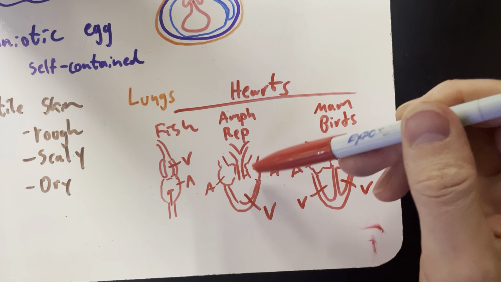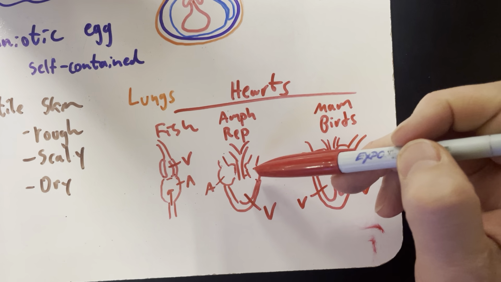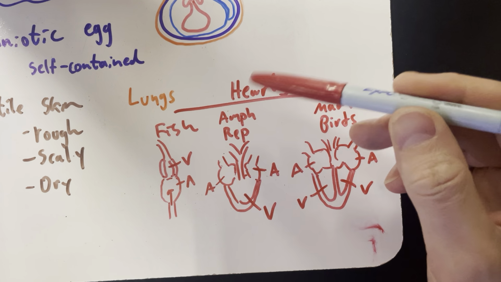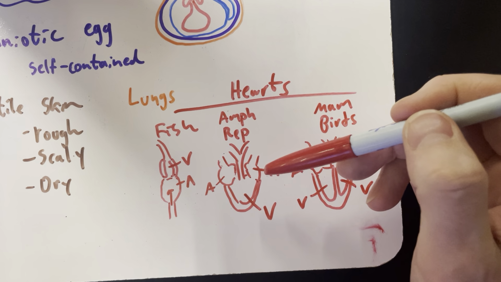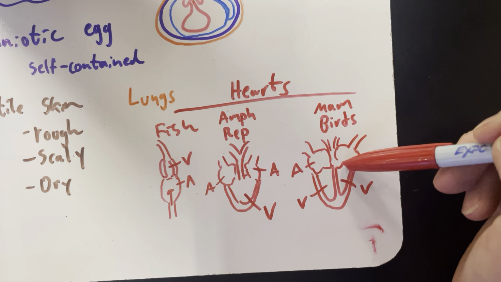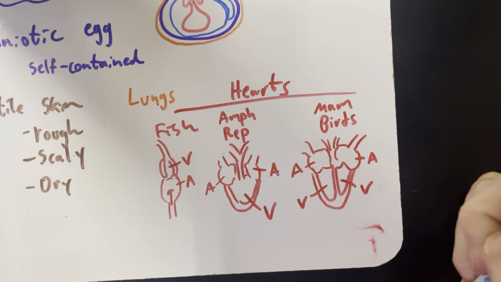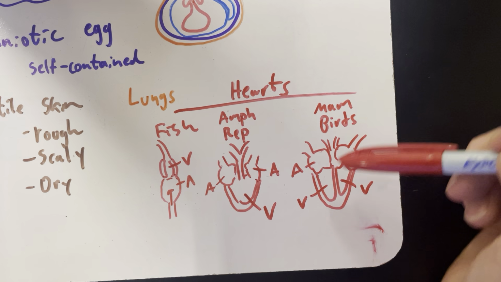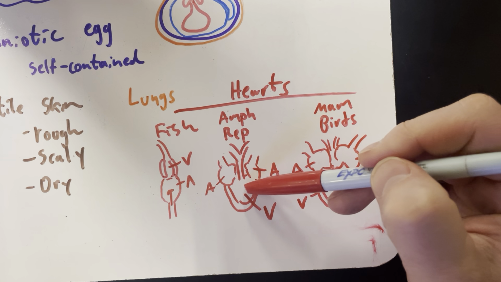And the cool thing about the 3-chambered heart is you can start separating out the blood that's going from the lungs and from the body. The 4-chambered heart is where it's on 2 complete circuits. So the blood goes to the lungs, and then it goes back to the heart, and then it gets pumped out to the body. And there's no mixing.